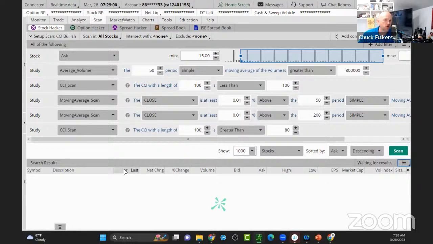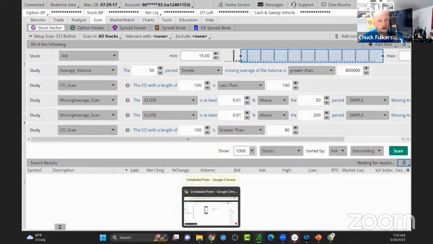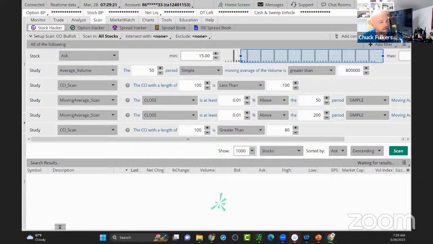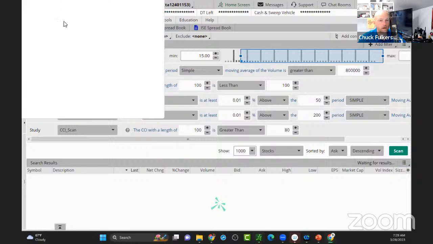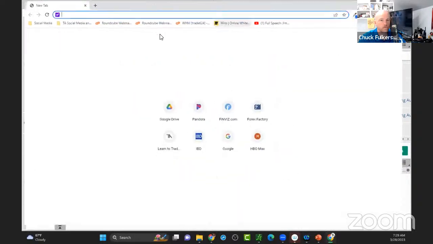Now, by the way, if you notice on here, I look for stocks that are at least $15 a share, and I'm looking for stocks that have a moving average of volume greater than 800,000 because I want something with a little volume. Still waiting on results, which is not helping me. All right. Another scanning technique that I like to use while I'm waiting on this, to see if we get anything, which it doesn't look like we will.